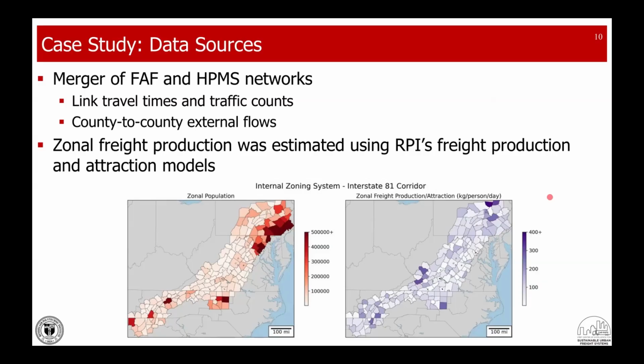So again, the FODS would go from the production and attraction models for each zone, estimate a gravity model for each commodity, assign the traffic, and then compute the error based on the traffic counts observed in the HPMS.